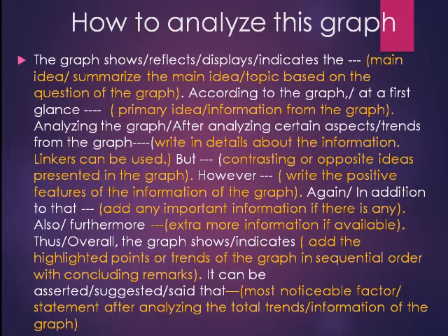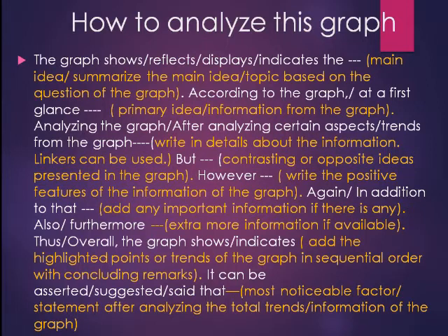Look at that. I have used the first linker, "but," and there you will write the contrasting or opposite ideas presented in the graph. After that, you can use "however," and there you write the positive features of the information in the graph. After that, "again" or "in addition to that" can be used, and there you add any information if there is any, that is, if you think there is still more information to come. After that, "also" or "furthermore" can be used for extra information if available or suitable for your answer.